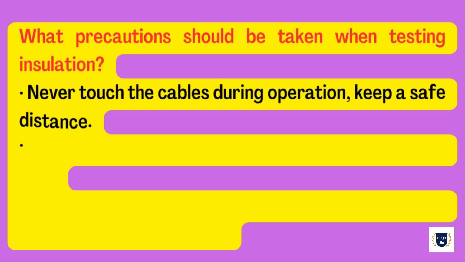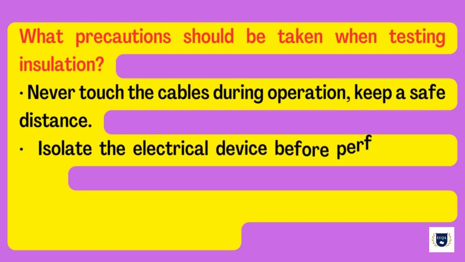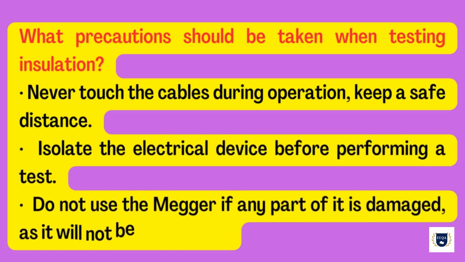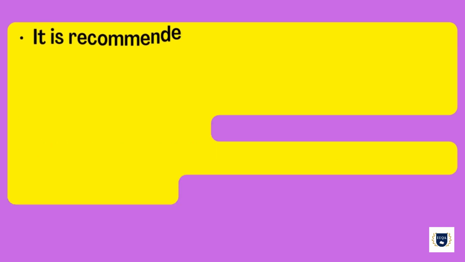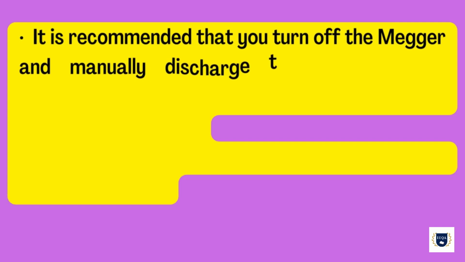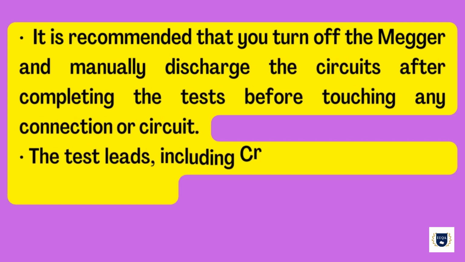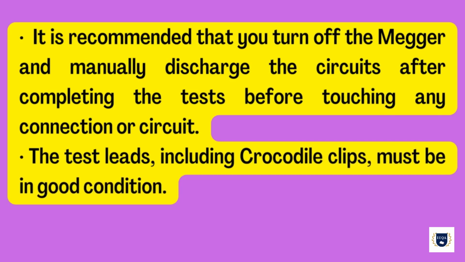What precautions should be taken when testing insulation? Never touch the cables during operation. Keep a safe distance. Isolate the electrical device before performing a test. Do not use the Megger if any part of it is damaged, as it will not be safe to use. It is recommended that you turn off the Megger and manually discharge the circuits after completing the tests before touching any connection or circuit. The test leads, including crocodile clips, must be in good condition.